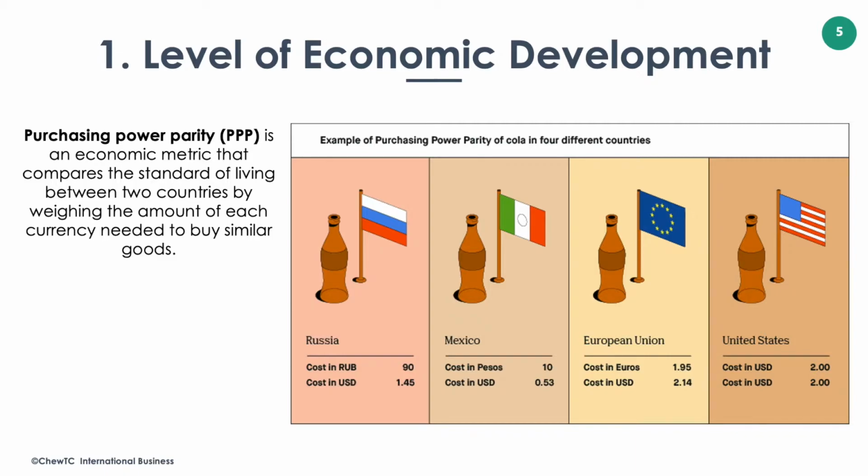For example, one bottle of cola costs 2 USD in the United States. But with the same amount of money, 2 USD, we are able to get 3 bottles of cola in Mexico. However, we can't even get 1 bottle of cola in the European Union. Therefore, it shows that the living standard in Mexico is low, whereas the living standard in the European Union is high.